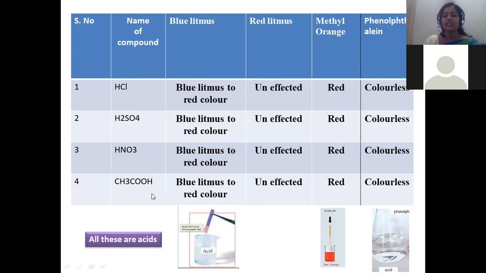Even though it is a mild acid, it will give the same kind of observations, just like hydrochloric acid, sulfuric acid, and nitric acid, because acetic acid is also able to release H plus. Being an acid, it gives the same kind of reaction. So this is about compounds which have acidic nature, which give indications with natural and also synthetic indicators. Based on all this, you can observe that all these compounds are said to be acids.